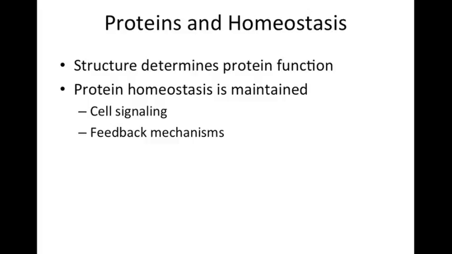Proteins and homeostasis. We know that structure determines protein function, and homeostasis is required for proper function and proper folding of a protein. Proteins rely on the correct folding sequence to form three-dimensional structures capable of performing their intended functions. Disruptions to this homeostasis can lead to proteins that are abnormally folded, which can change the way that the protein functions, and even in some cases cause diseases.